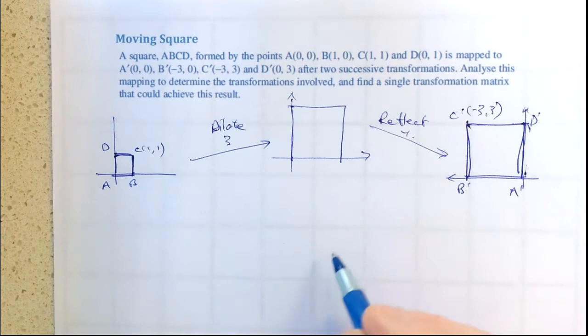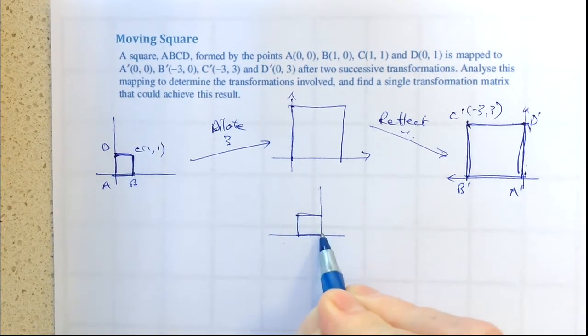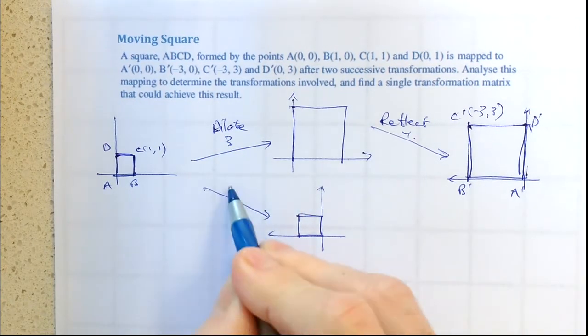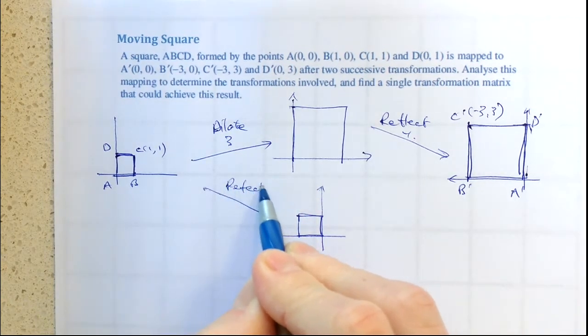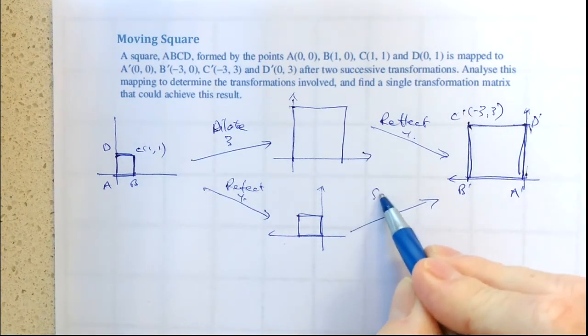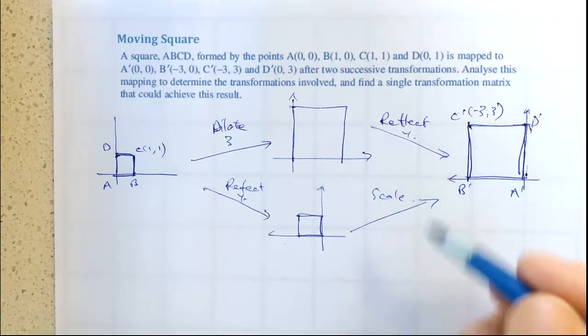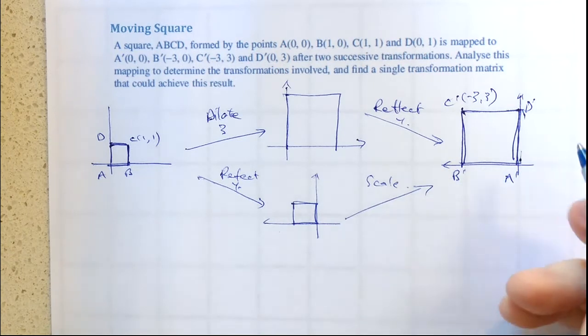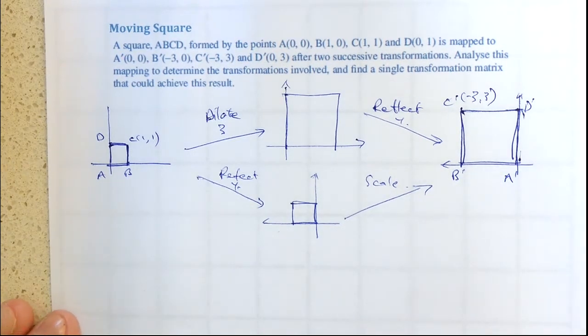Other students might identify the opposite order and have an intermediate step like this, with an initial reflection about the y, followed by the scaling now. And A students might identify that both of these sequences are actually possible and wind up with the same image, which, as we know, isn't always the case.